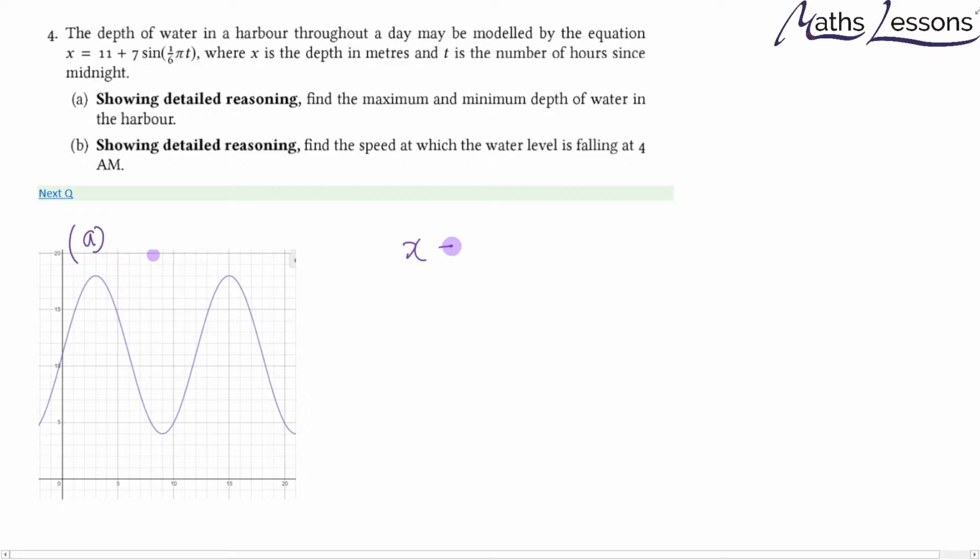So we know that x is equal to 11 plus 7 sine of pi over 6t. And we want to find the maximum and minimum depth of the water. So we want to find this maximum depth of water and we want to find this minimum depth of water. So the maximum is when sine is a max.